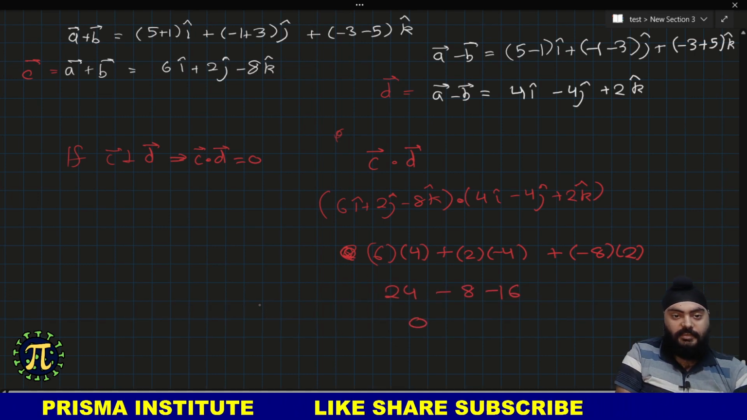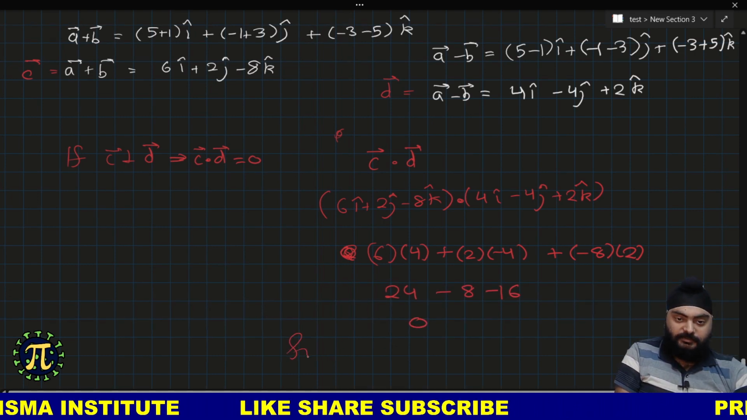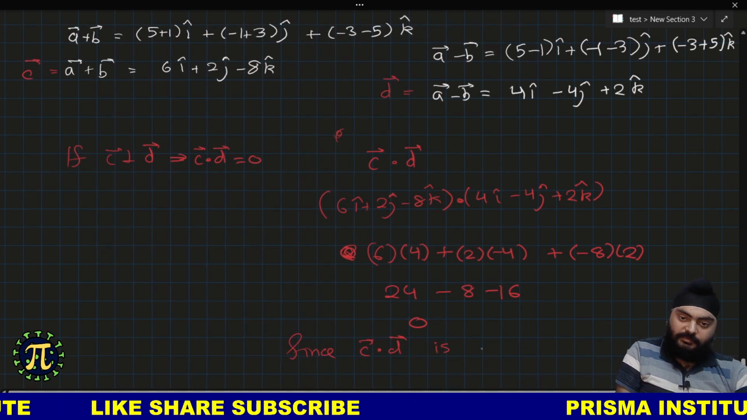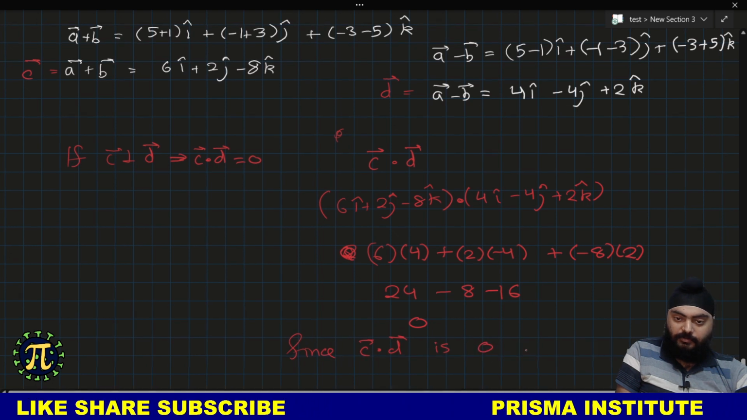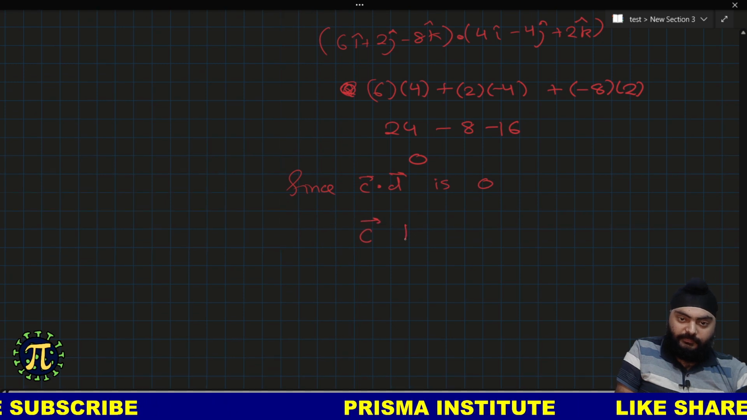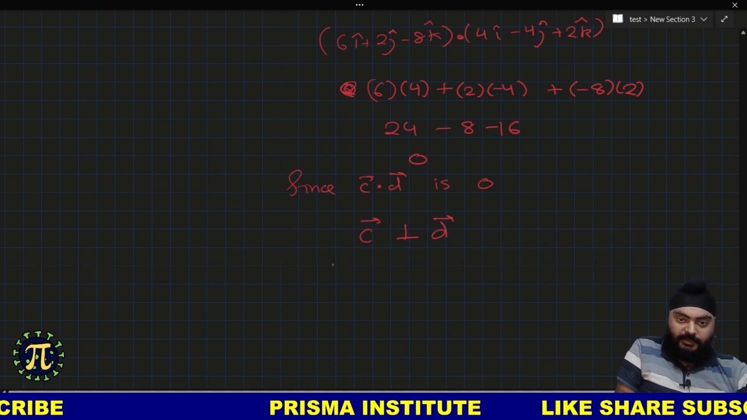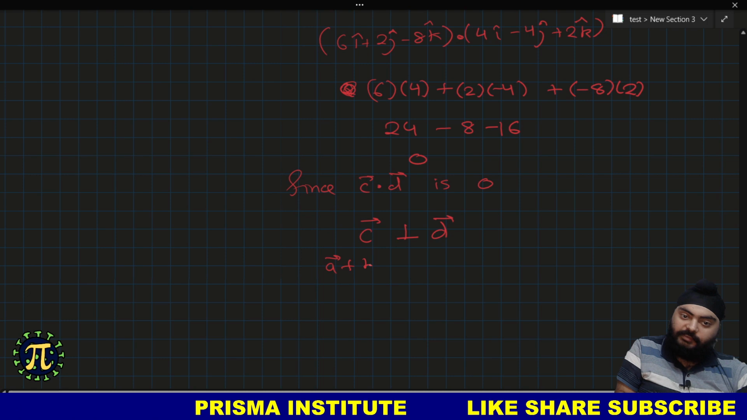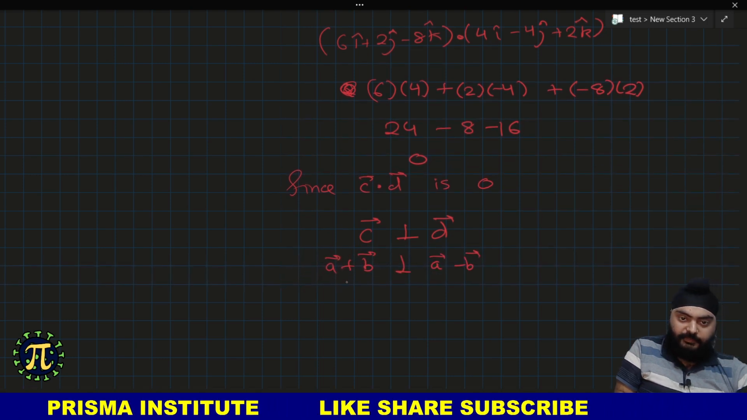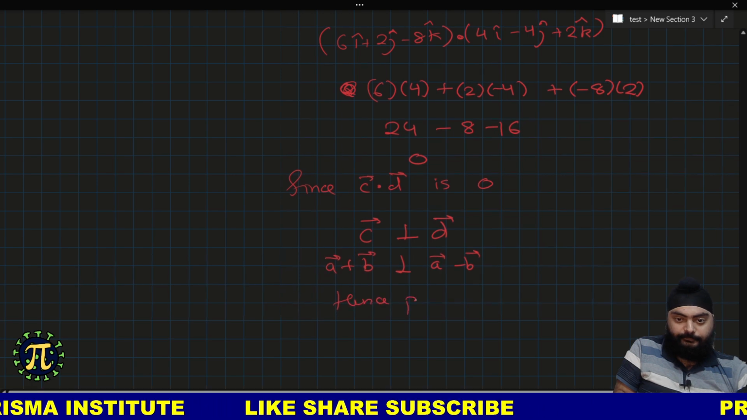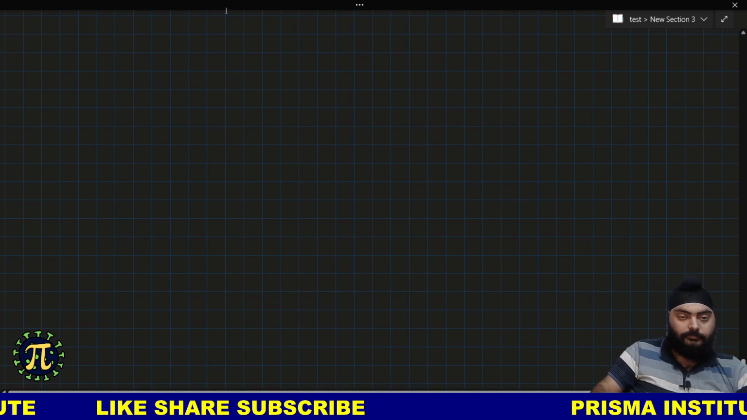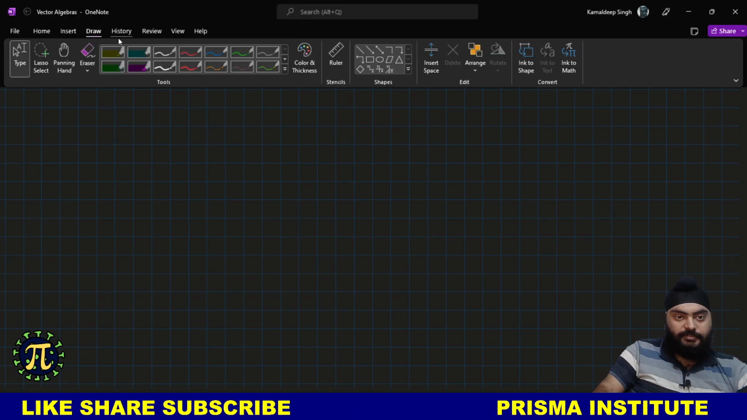Since c dot d is 0, it implies c vector is perpendicular to d vector, ठीक है, and it implies a plus b vector, because c vector क्या था, a plus b vector, it is perpendicular to a minus b vector, right? Hence proved. So let's take next question.